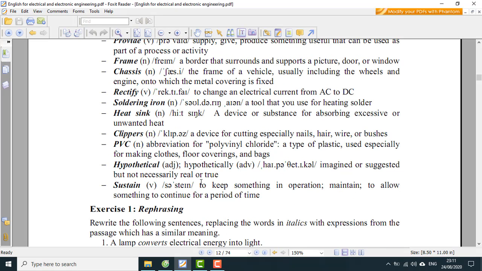Hypothetical means imagined or suggested, but not necessarily real or true. Sustain means to keep something in operation, maintain, or to allow something to continue for a period of time.